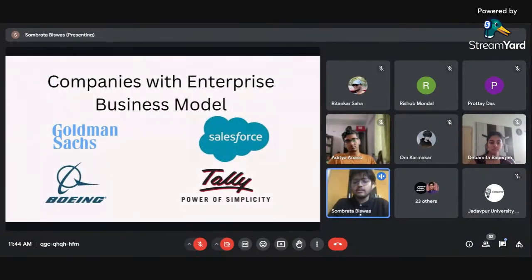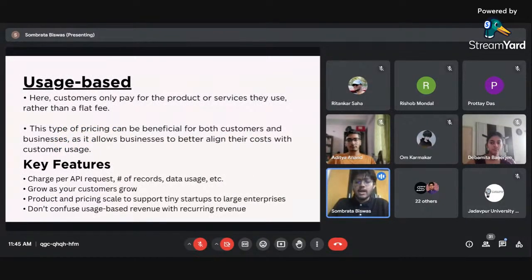Goldman Sachs, as I mentioned before, or any large bank in that sense. Then, as I mentioned before, Boeing. Then there is Salesforce, one of the very large SaaS companies, which serves very large companies in a cloud-based fashion. And then there's Tally, which is an Indian company. As the name suggests, it's tallying in the sense of accountancy, so they offer accountancy software solutions to other companies. Now I'll hand over back to Deomita Di to explain the usage-based business model.